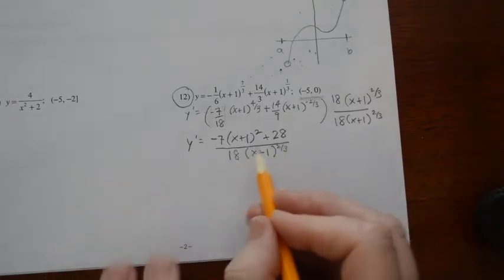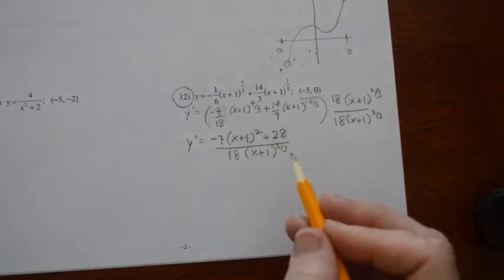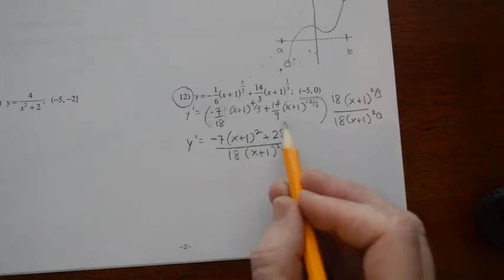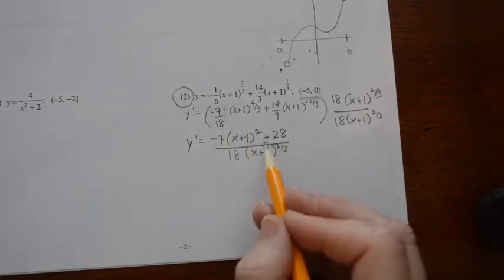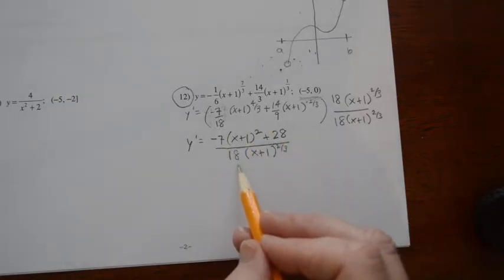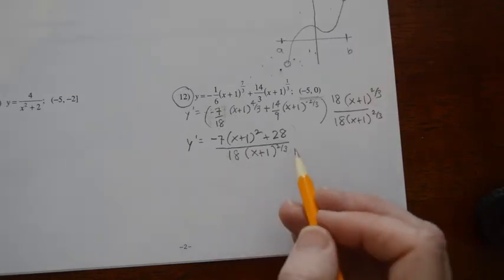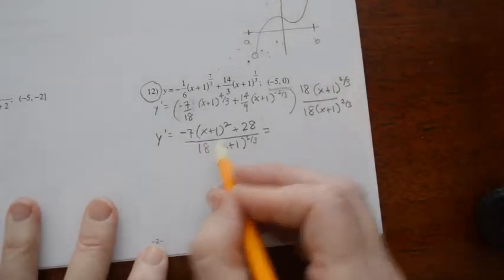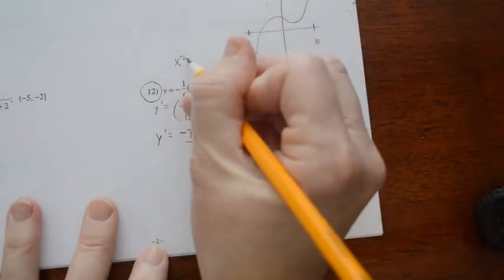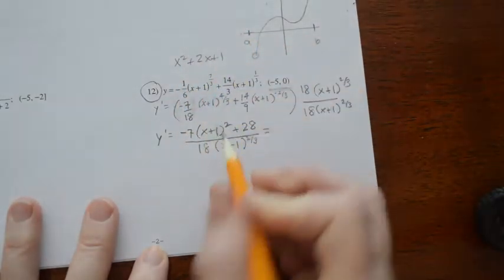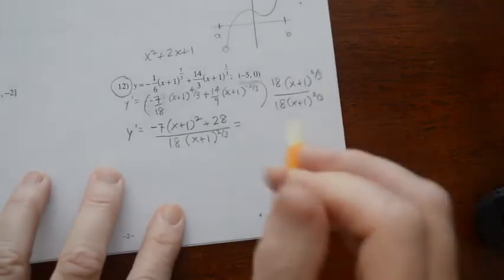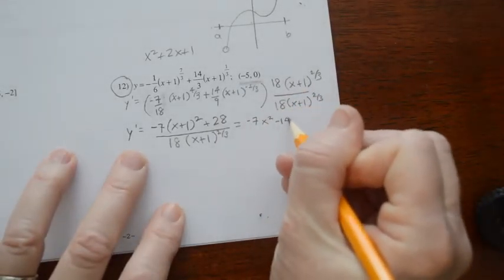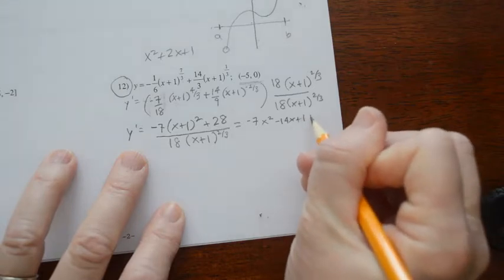All right. I'm going to multiply the top out. Again, we're looking for where the derivative is 0. That's going to come from where the numerator is 0, and where the derivative is undefined. That's going to come from when the denominator is 0. So let's just multiply this out. X plus 1 squared is x squared plus 2x plus 1. So when I distribute that negative 7 through, I've got negative 7x squared minus 14x minus 7 plus 28.